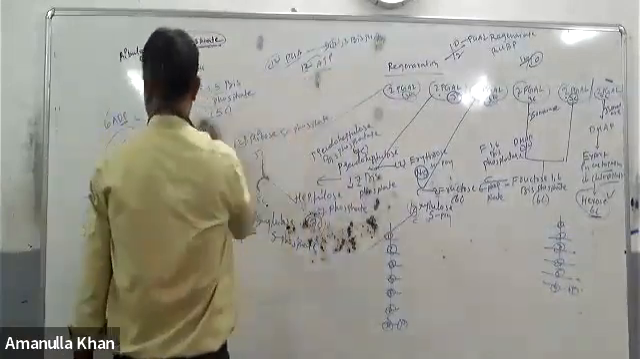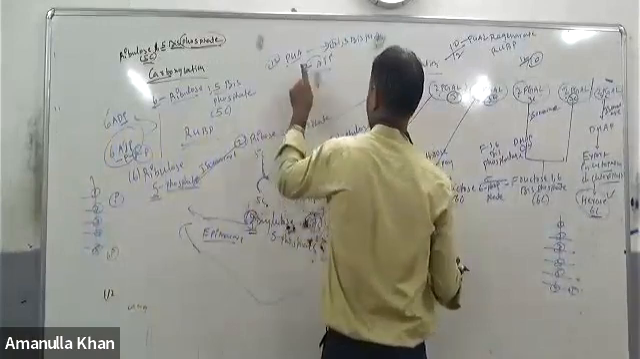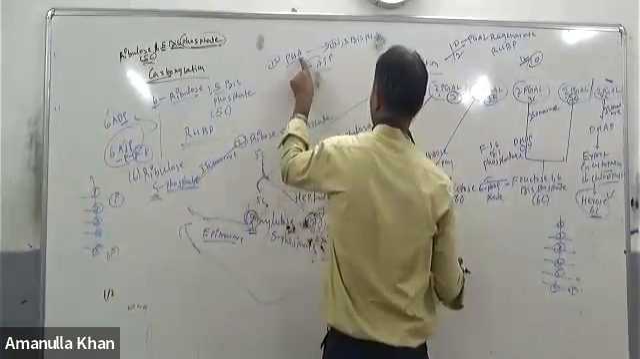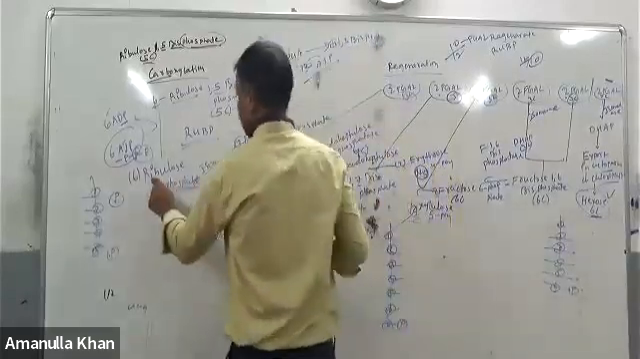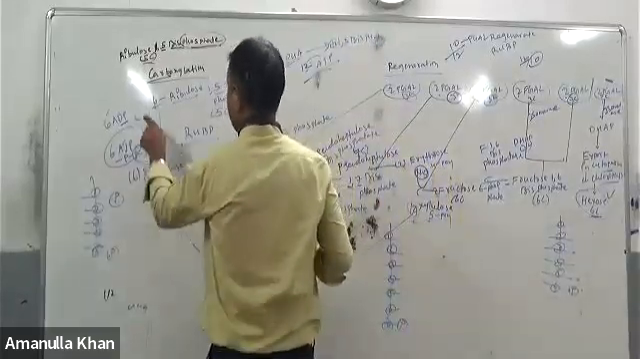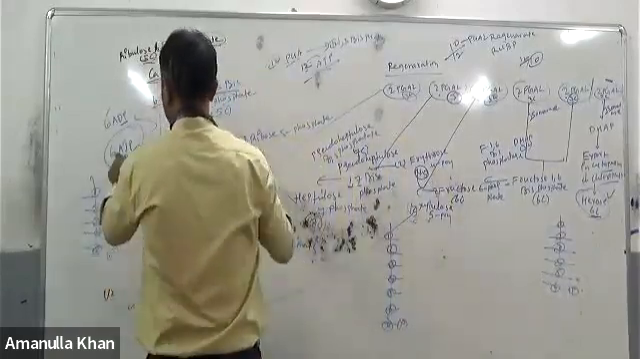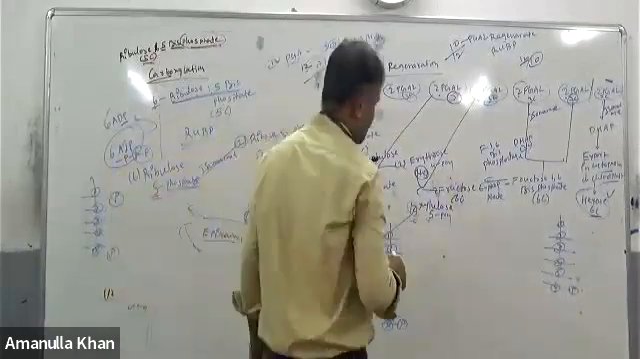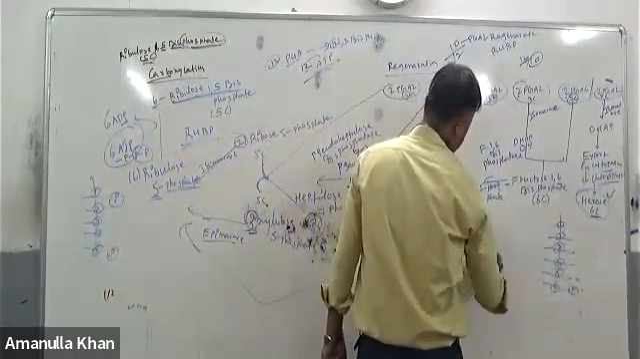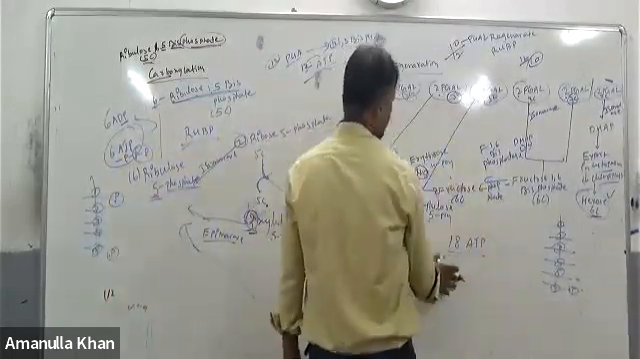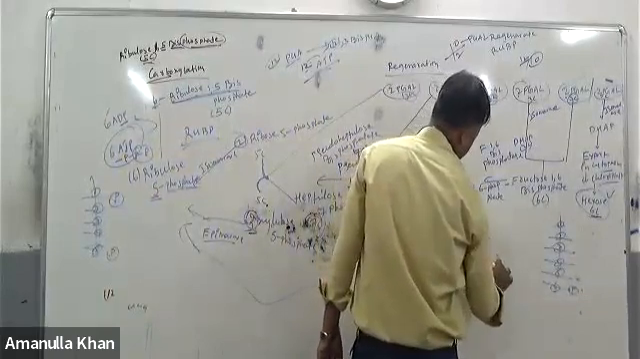So 12 plus 6, 18 ATP molecules are required. Conversion of phosphoglyceric acid to 1,3 bisphosphoglyceric acid requires 12 ATPs, and then conversion of ribulose 5-phosphate to ribulose 1,5 bisphosphate, how many ATPs? 6 ATPs. So 12 plus 6, 18 ATPs are required. And how many NADPH2? 12 NADPH2 are required.